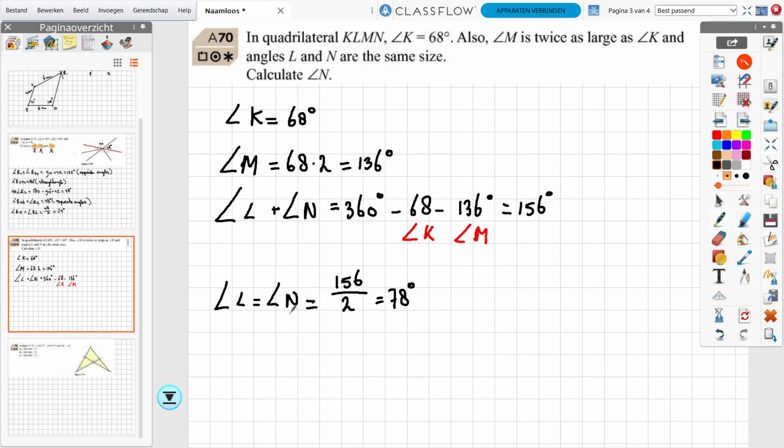And yeah, you already have the answer here. You can summarize them if you want to. So angle N is 78 degrees. You don't have to, it's already here. So that's the answer here. It's a bit of a puzzle, really.